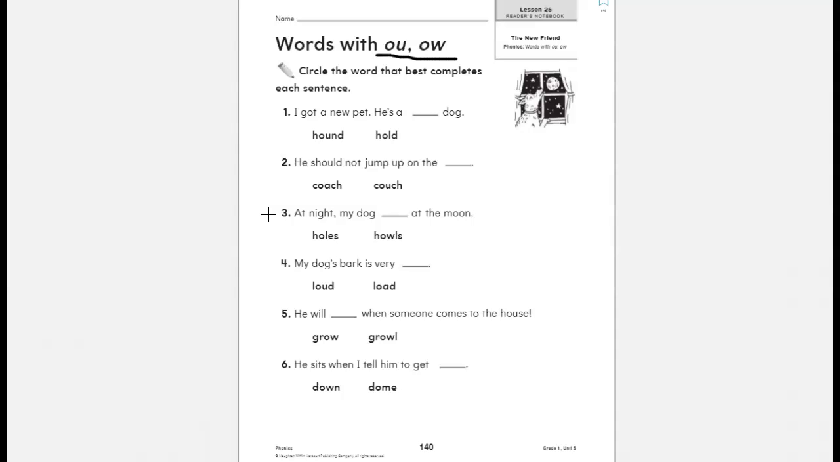Sentence number 3 says, at night, my dog blank at the moon. Owls, howls. Circle the word that best completes the sentence for number 3. At night, my dog blank at the moon.